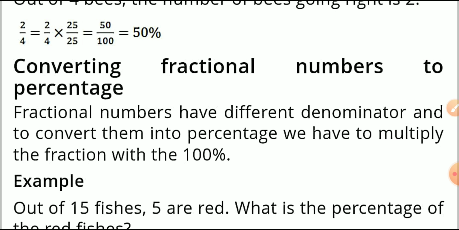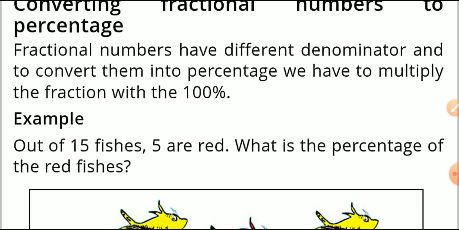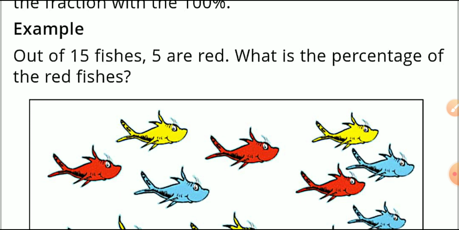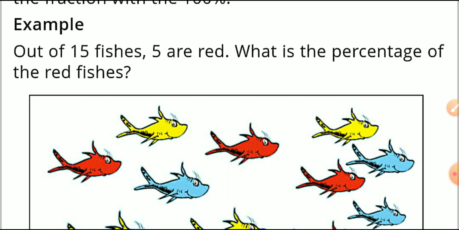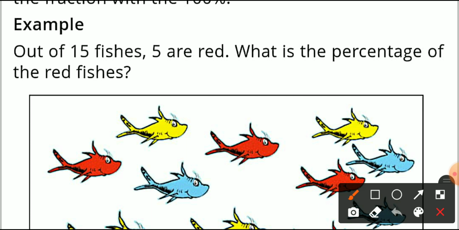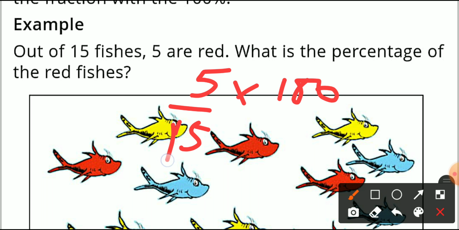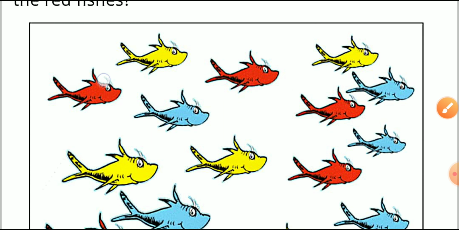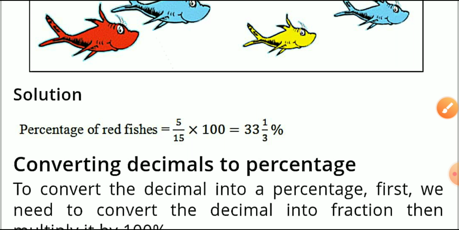Now converting fraction numbers to percentage. How to convert fractions to percentage? Out of 15 fishes, 5 are red. What is the percentage of red fishes? So what will you do in that condition? 5 upon 15 multiply by 100. Now you calculate by yourself. Okay, I will help you. 5 into 100 upon 15, that is 100 upon 3. So what will you get? 33.33 percent. Okay.